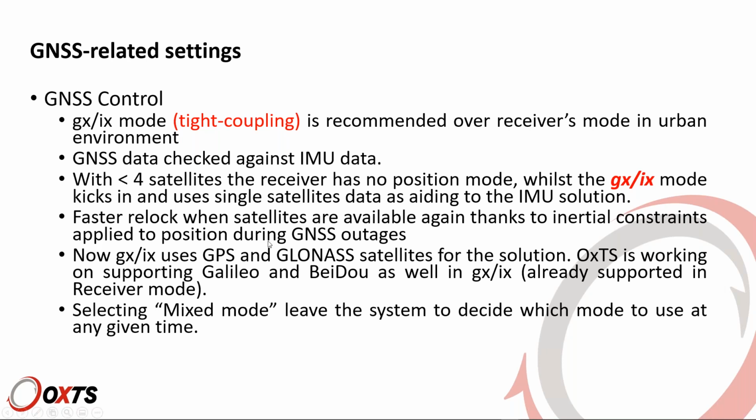Another important aspect is that the GNSS receiver needs at least 4 satellites to fix a position. GXIX, and specifically the IX bit of it, can use fewer satellites, 1 or 2 or 3, and can still use that GNSS data to help and integrate the IMU solution. So you can still have a position solution, even with fewer than 4 satellites. So basically, you do not go completely blind if you have fewer than 4, as it is the case with the receiver.